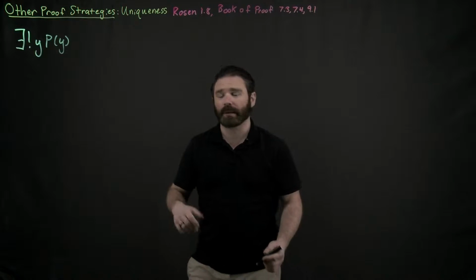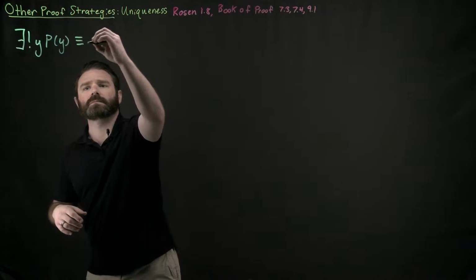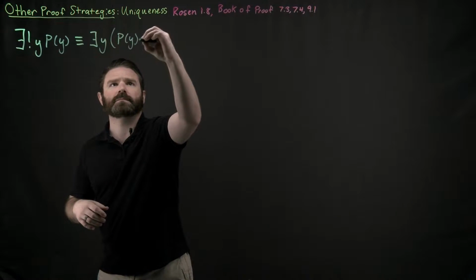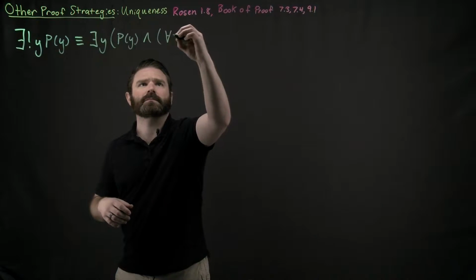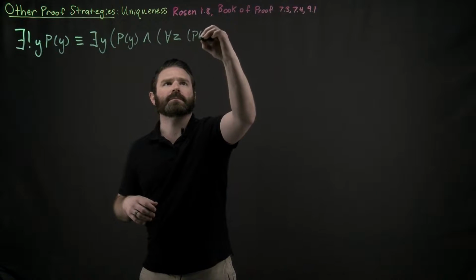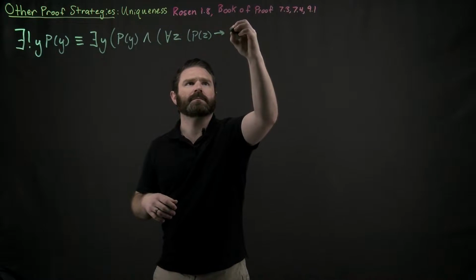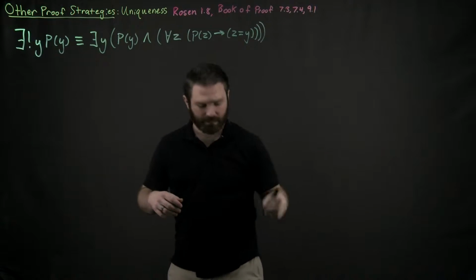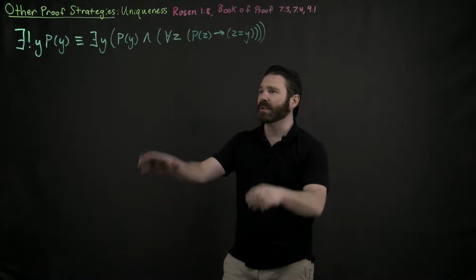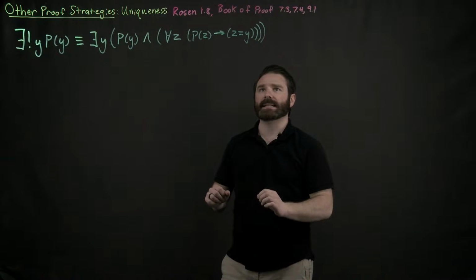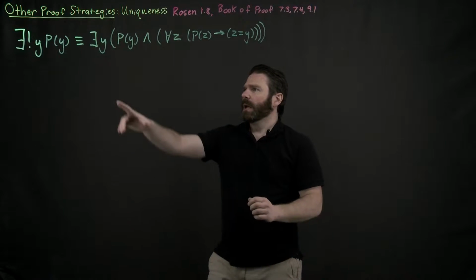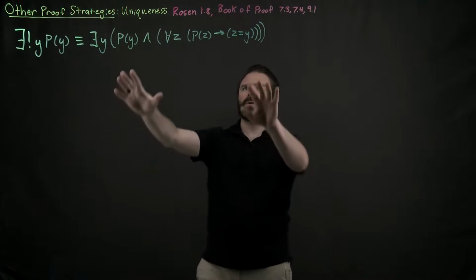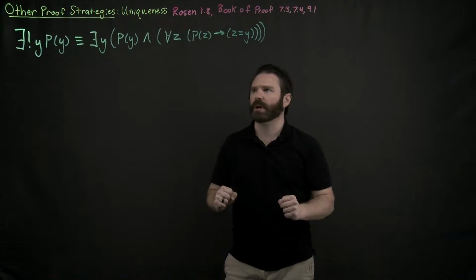One thing that we haven't actually discussed about this particular symbol right here is that it's logically equivalent to the following. Okay, so there's a lot of parentheses here, but let's go ahead and break down what this is saying. There exists a unique y such that P of y is equivalent to this nice compound expression.